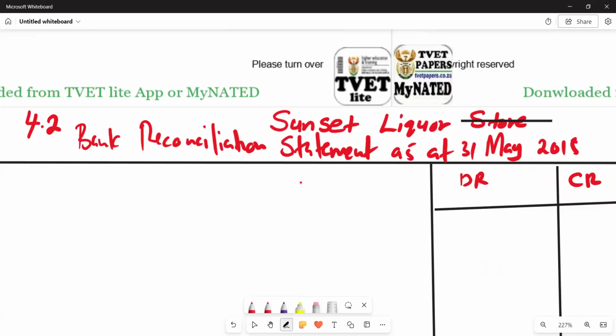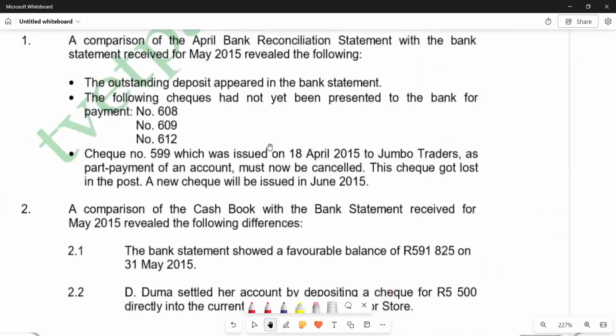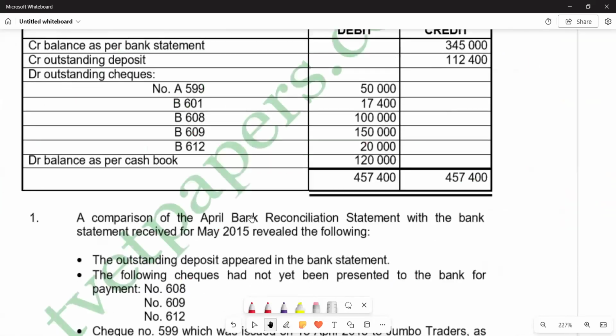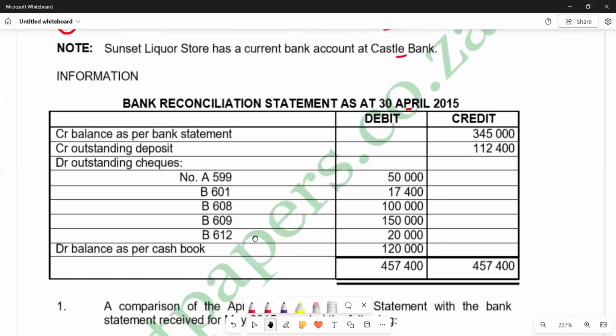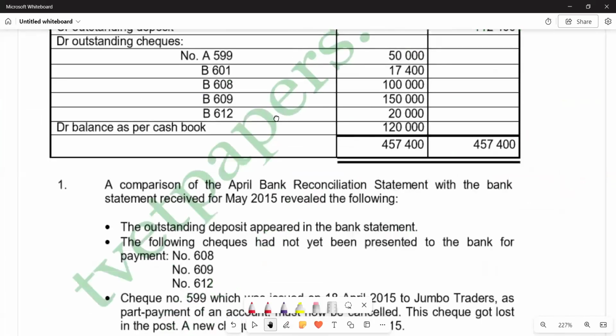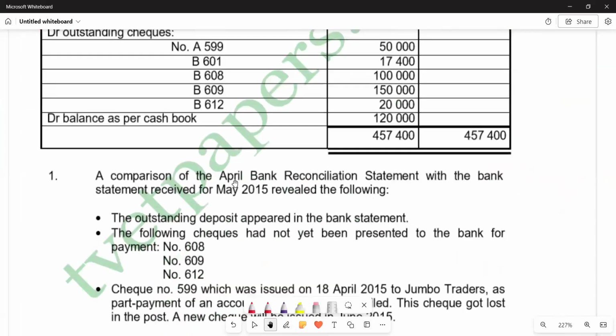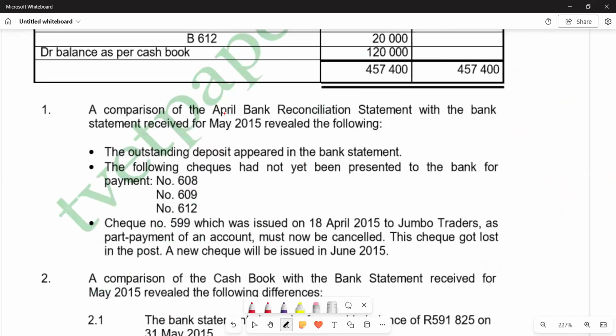So obviously we need the balance at the beginning, which we can always get at the beginning of the question. So we can go there and find out what balance we have for the bank statement. So you see that that's where we are starting. This one is the bank reconciliation for the previous period. Then we go to item 1. We are on item 1.